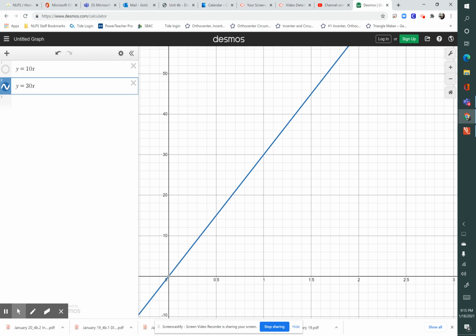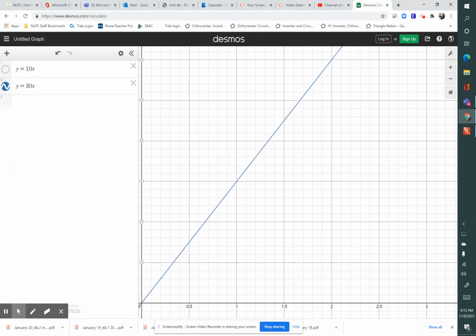If you go an hour and a half, then you've traveled 45 miles. There it is. If you've traveled 2 hours, then you've traveled 60 miles. So again, another example of direct variation.